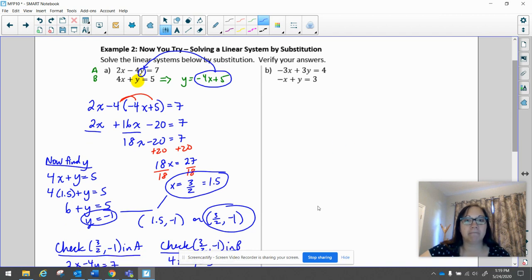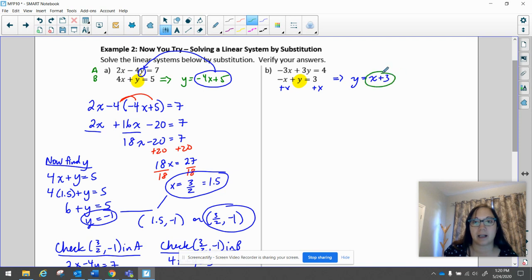Okay, equation B. We're also going to solve by substitution here. So I'm going to decide what is the easiest variable to get by itself. And right now that looks like probably the y is the easiest one to isolate. So I'm going to, on this bottom equation, add x to each side, and that gives me y equals x plus 3. So I'm now going to take that x plus 3 portion and substitute it in for the y here. So I will have -3x plus 3 sets of x plus 3 is equal to 4.